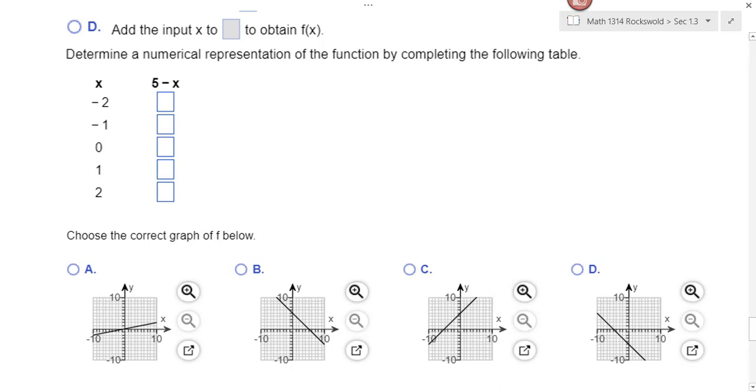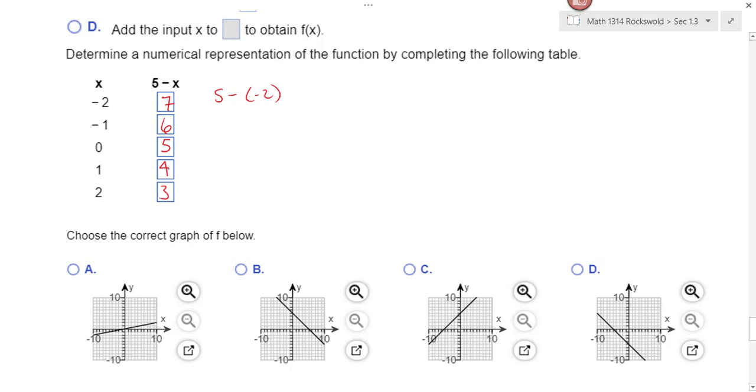So we're given the x values. How would I find the y values? Just plug it in. What's 5 minus -2? 5 minus -2. What do you get when you subtract a negative 2? You add, it's going to be 7. What's 5 minus -1? What's 5 minus 0? Okay, can y'all see the pattern? 7, 6, 5, 4, and 3.